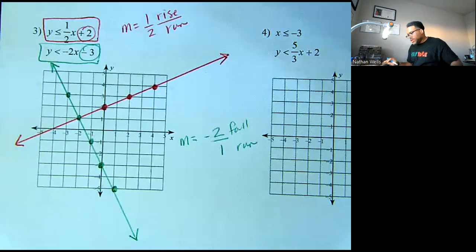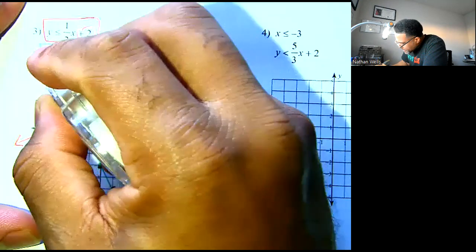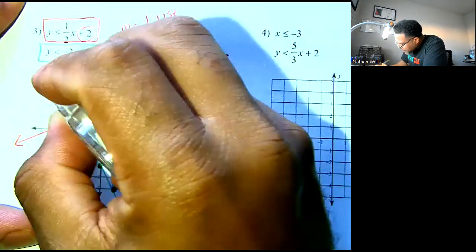So, I made a mistake. Moving too fast. This was a less than, so it should have been a dashed line, and not a solid line.